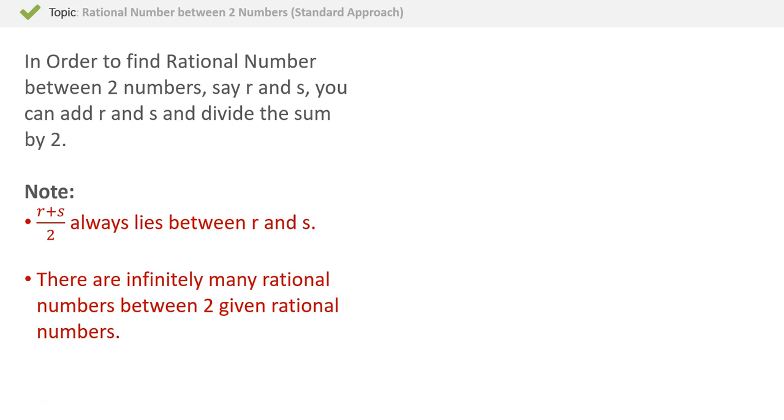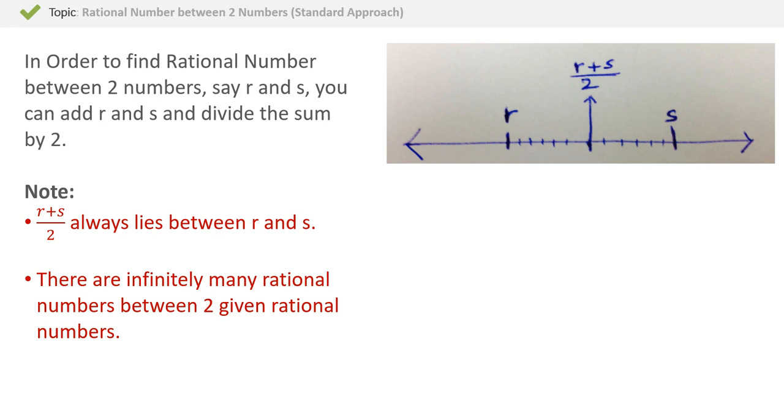There are infinitely many rational numbers between two given rational numbers. So if you have been given two numbers, you can find infinitely many rational numbers between them. Now assuming I have two numbers R and S, if I add them and divide by 2, what I get is a number in between these two numbers, and that will lie between R and S.